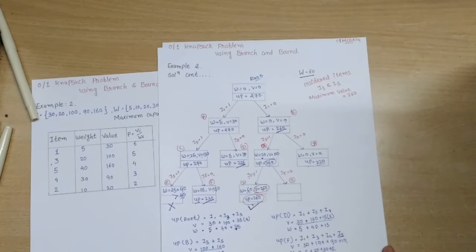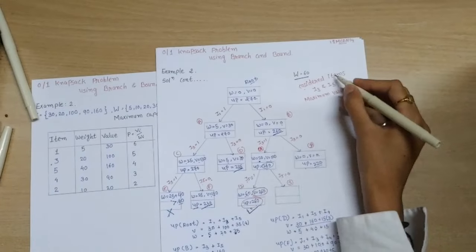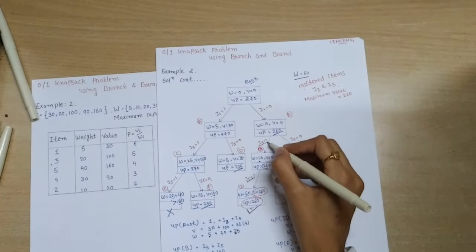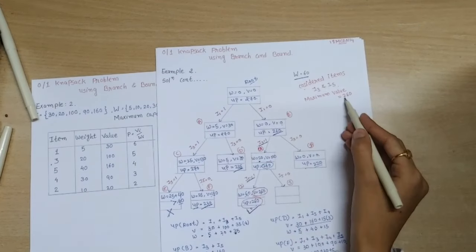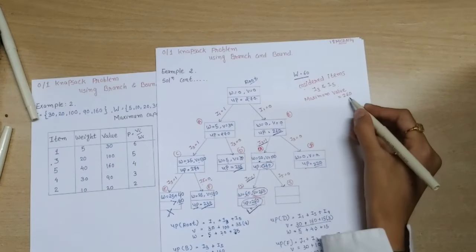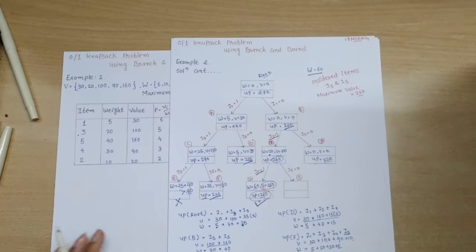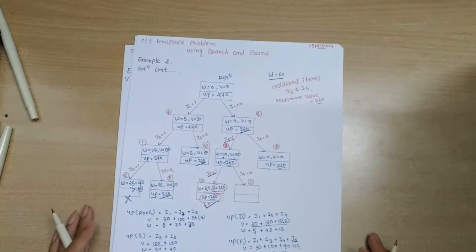So in the final solution we considered items I5 and I3 having maximum value of 260. So this will be our optimal solution for the knapsack problem. Thank you.